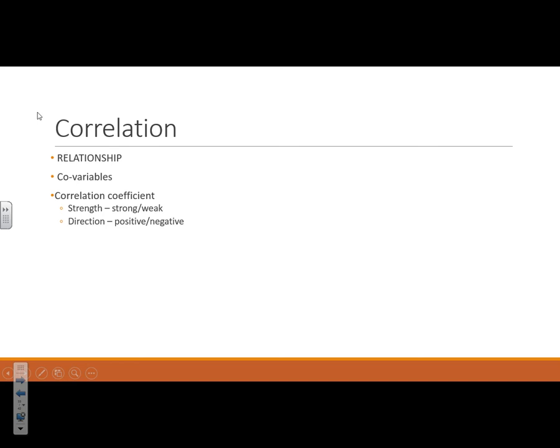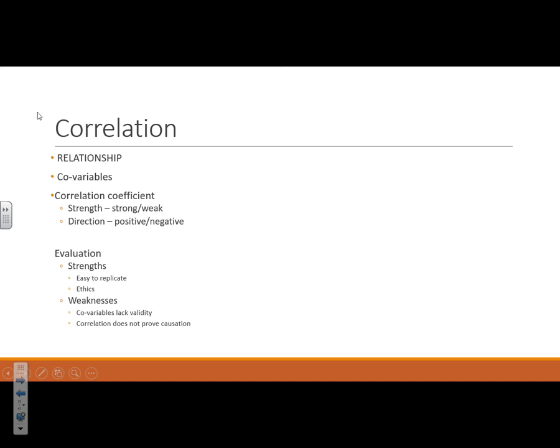Then I think 0.7, 0.8, 0.9, or 1 would be an incredibly strong positive correlation. So don't forget the question could be, what does a correlation coefficient show us? And you would say the strength and the direction, or you might be asked to interpret one. So you might be given a number like minus 0.7, and you'd say it was a strong negative correlation.